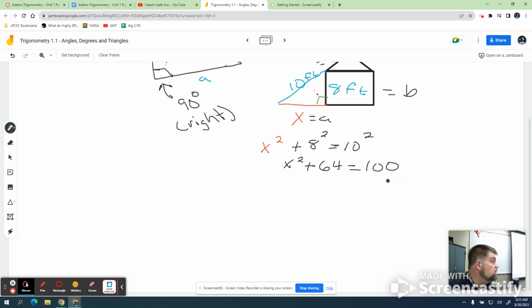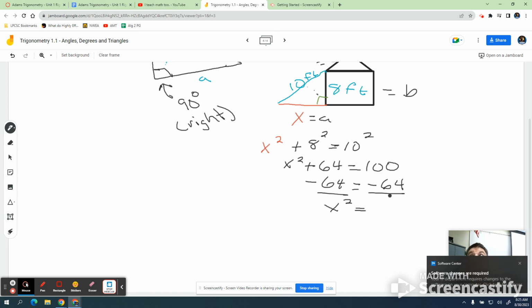Is that right? What's the opposite of adding? Subtracting. Now in math, we use a little bit more formal term, and we'll say, what's the inverse of adding? Subtracting. So the inverse of adding is subtracting. And remember, whatever I do on one side, I have to do to the other side. Boom, boom. I get x squared, right? What's 64 minus 64? 0. What's 0 plus x squared? X squared. What's 100 minus 64? 36. And then I take the square root of both sides.